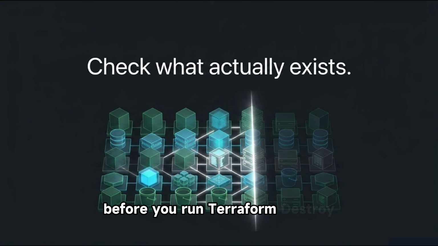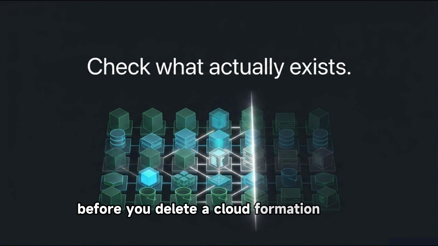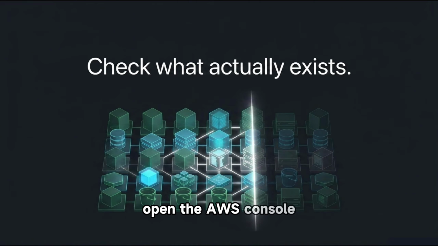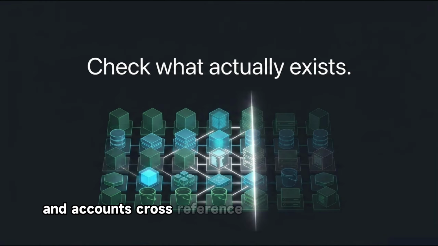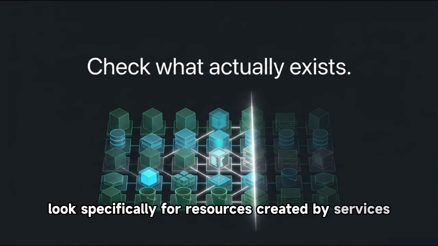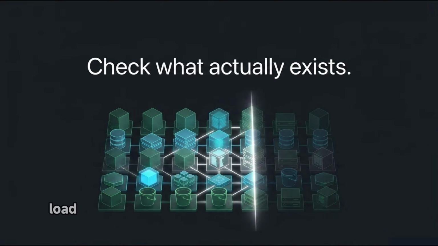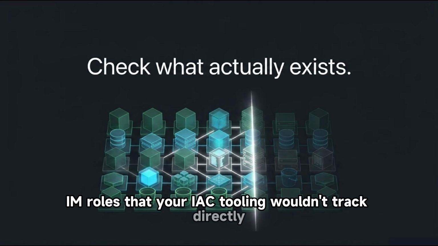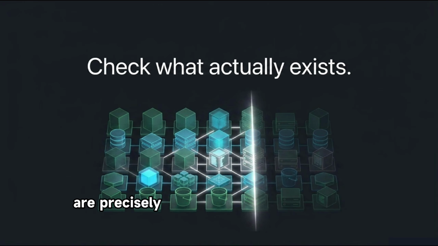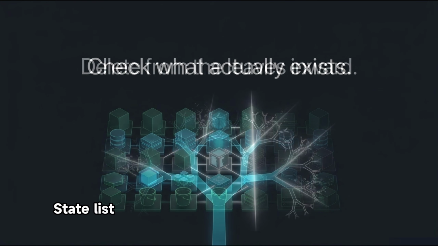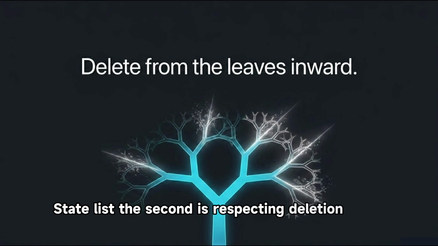Before you run Terraform destroy, before you delete a CloudFormation stack, open the AWS console and check what actually exists in the affected regions and accounts. Cross-reference against your state file. Look specifically for resources created by services during their initialization: load balancers, network interfaces, security groups, IAM roles that your IaC tooling wouldn't track directly. The resources that will cause your cleanup to hang or leave orphans are precisely the ones that don't appear in terraform state list.